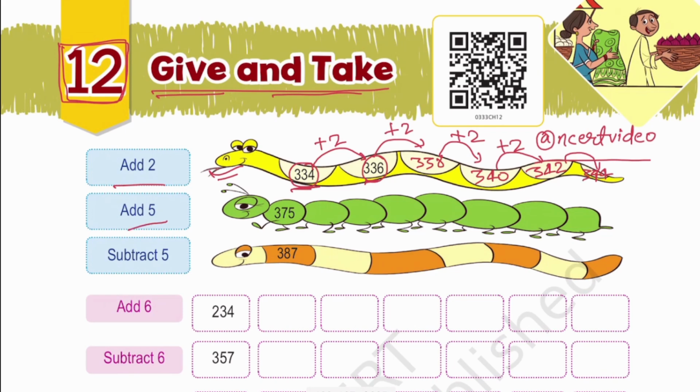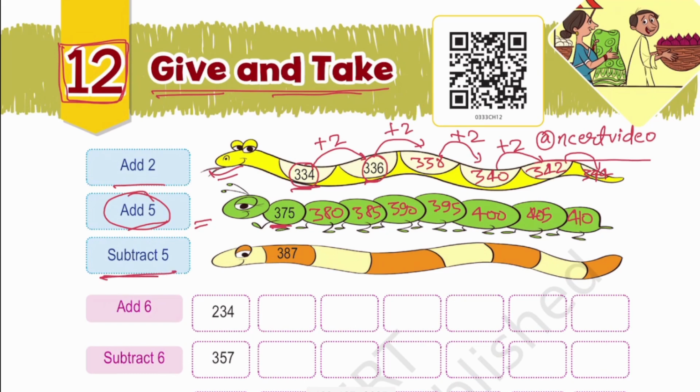Similarly, on this leech or this insect, it is written add 5. That means you have to add 5 to 375. If you add 5 to 375, you will get 380, then 385, 390, 395, 400, 405, and 410, and so on.